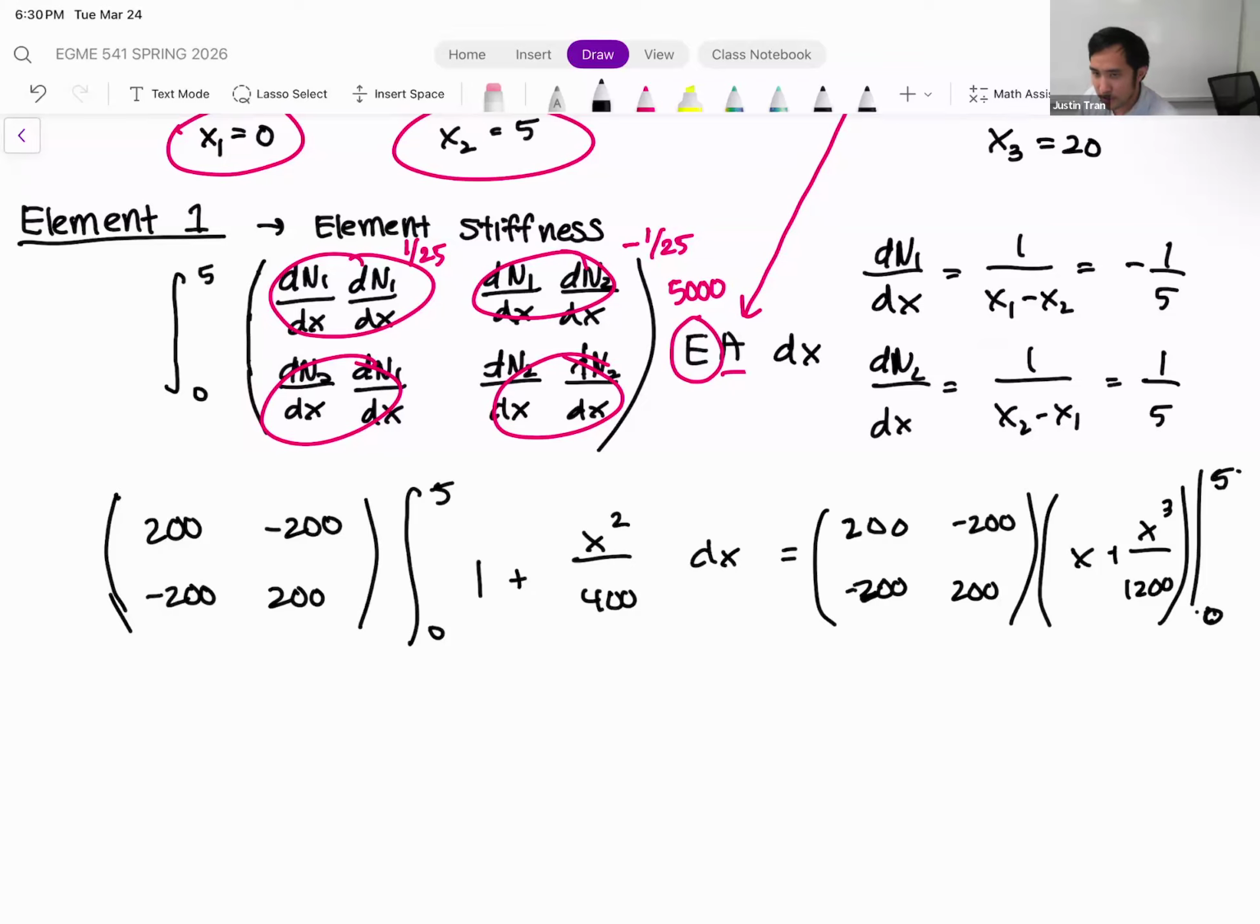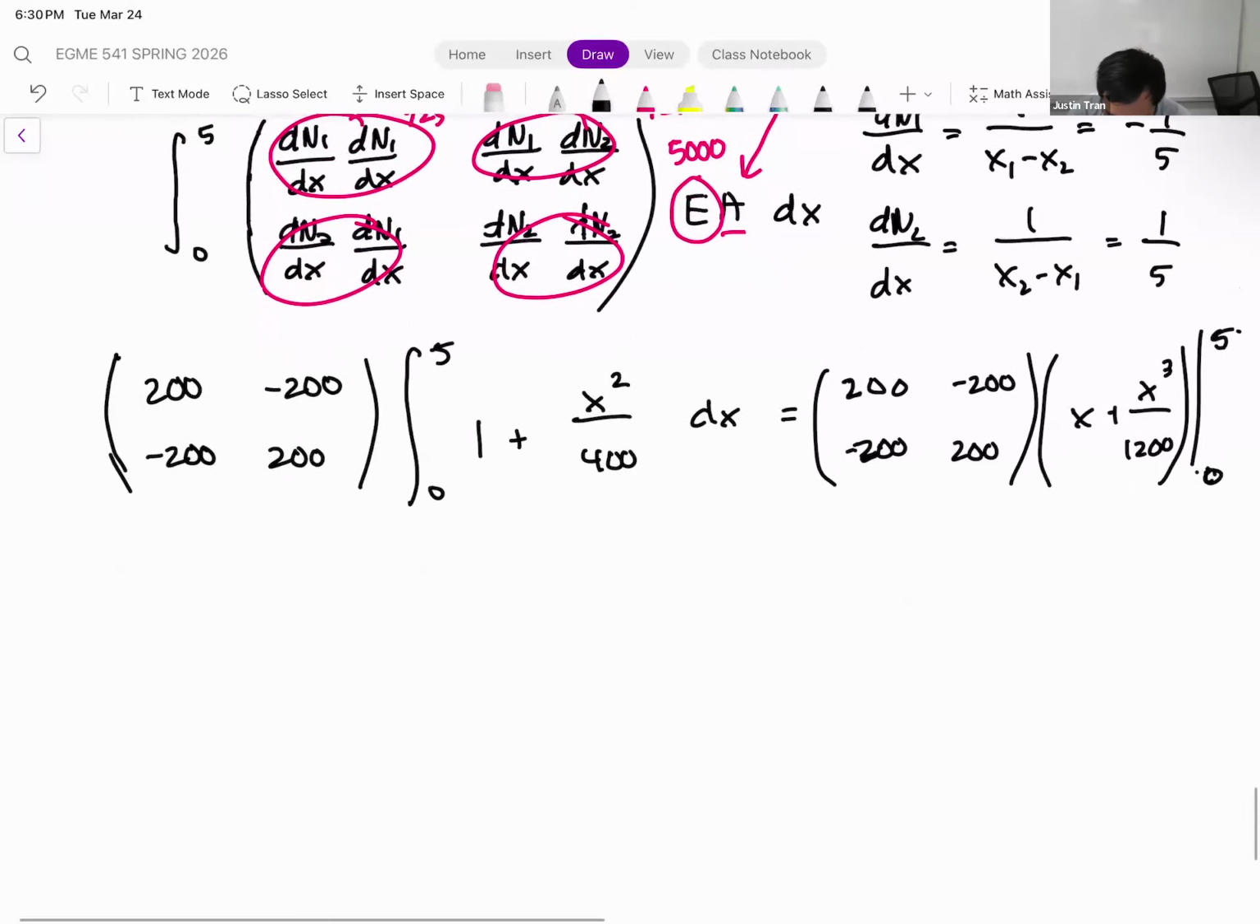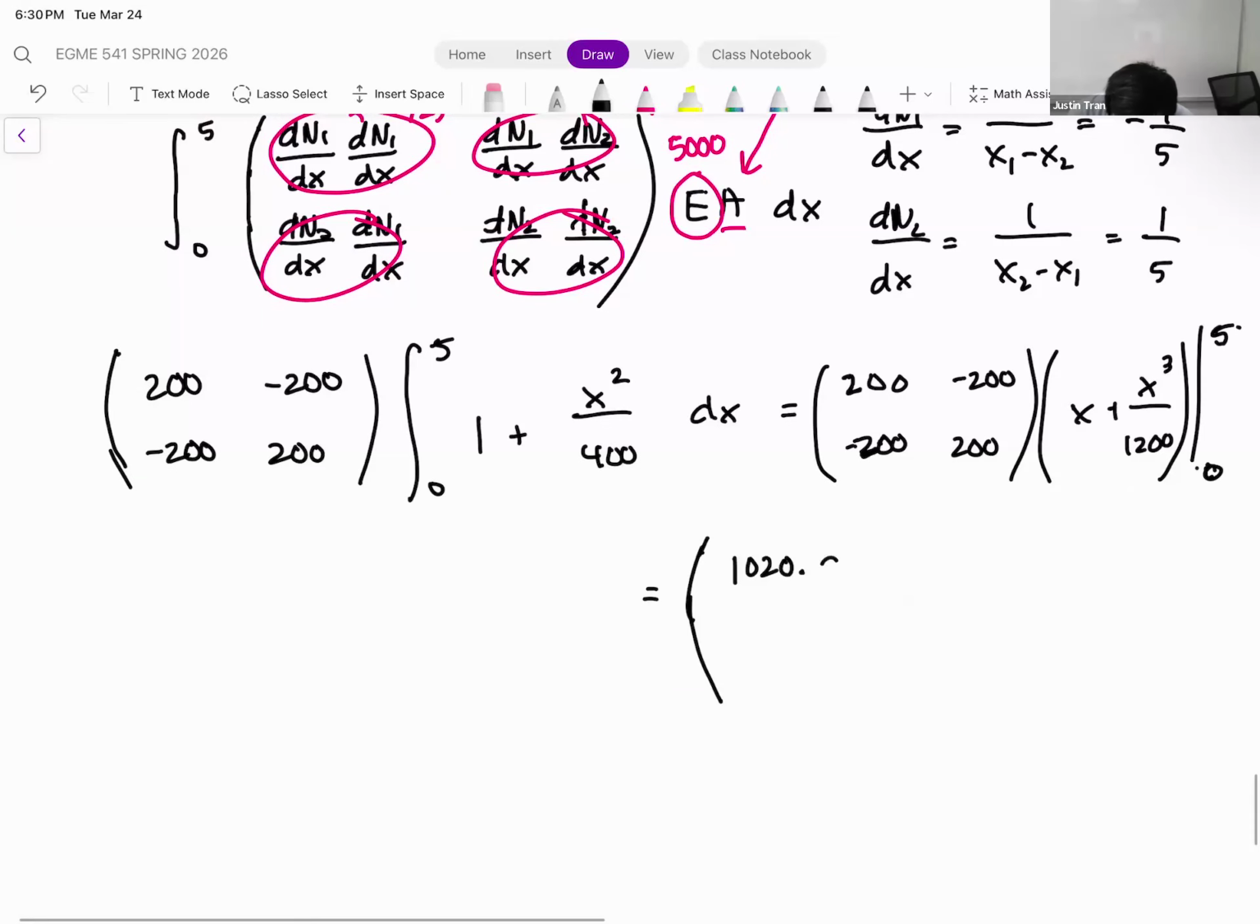Unfortunately, it's not a very nice number. You get 5 plus 5 cubed over 1200. And so I think the operative thing there is 5 cubed over 1200, which is 125 over 1200. Right. So I'm just going to give you the final result, but just know that you can verify this yourself. Right. And so the element stiffness matrix, after you multiply that throughout the entire matrix here, you get 1020.83, minus 1020.83, minus 1020.83, and 1020.83.